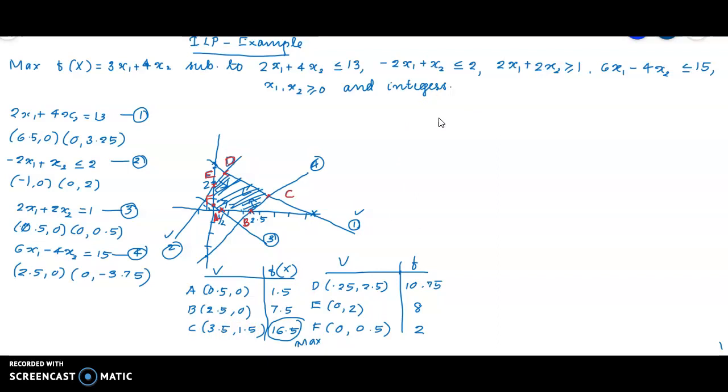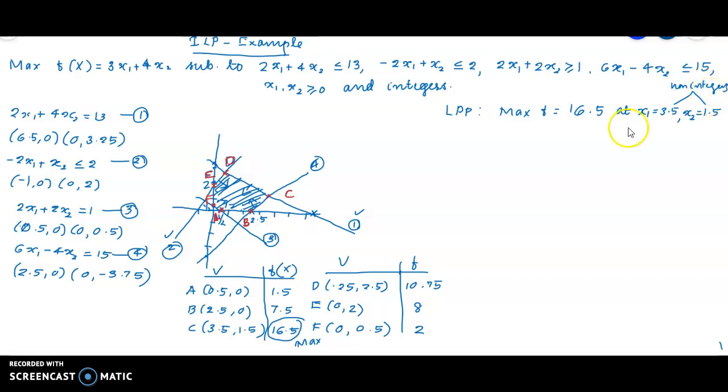The first thing we can do is to round off the point at which the corresponding LPP has its optimal solution. The corresponding LPP has optimal solution, maximum of f equal to 16.5 at x1 equal to 3.5, x2 equal to 1.5. This is the solution of the corresponding LPP, but both are non-integers.